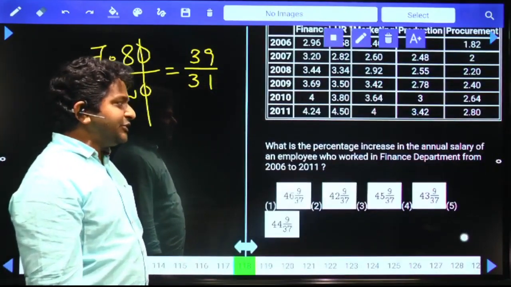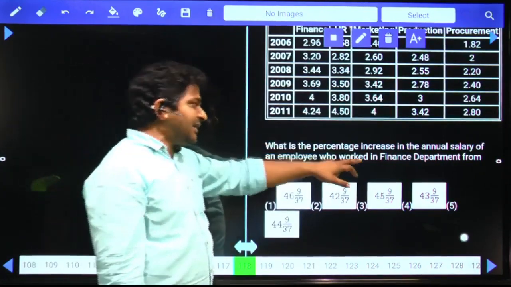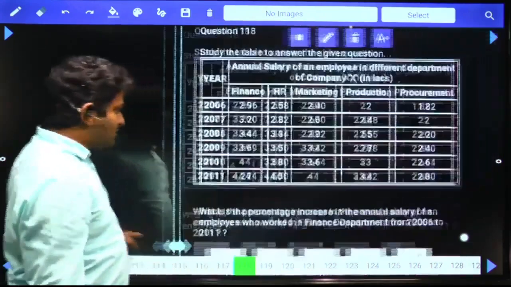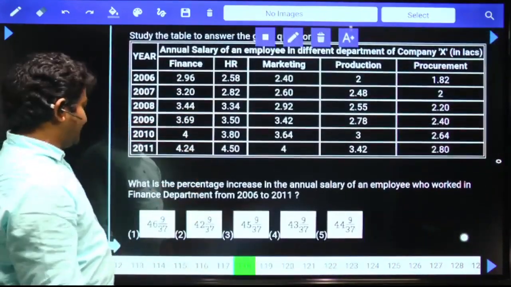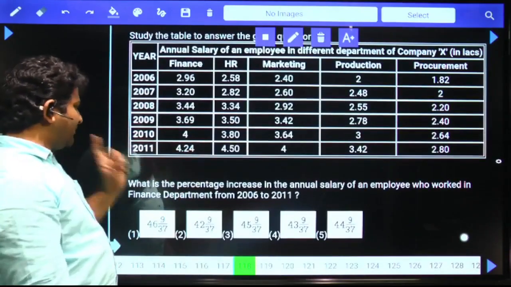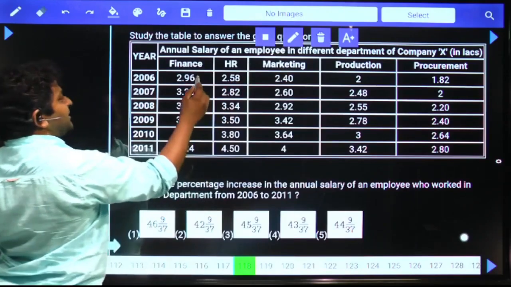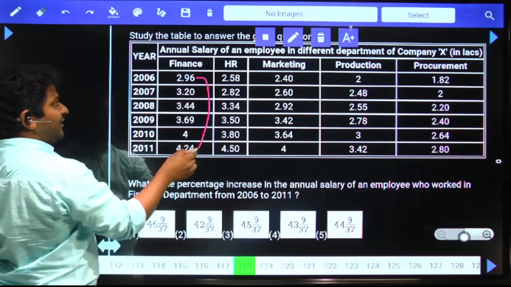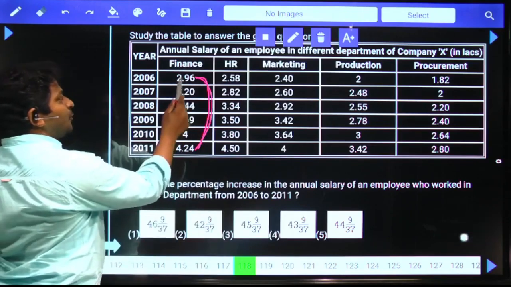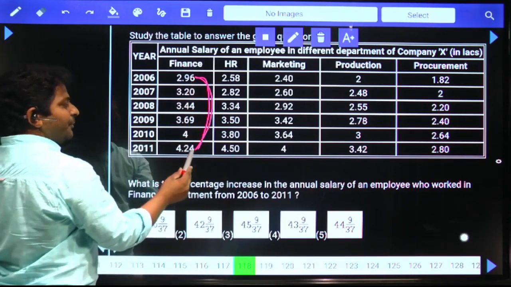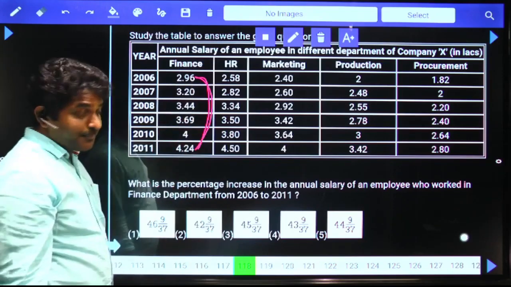What is the percentage increase in the annual salary of an employee who worked in the finance department from 2006 to 2011? Which department? Finance, from 2006 to 11. Percentage increase we have to calculate. 2.96, 4.24. You can treat it as 296 and 424, no problem.